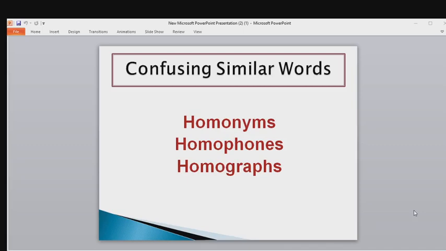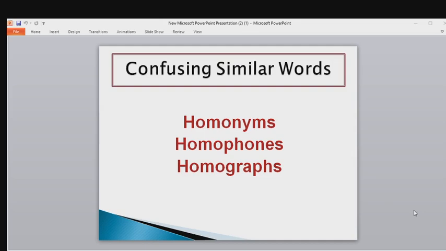Dear students, this lecture is about confusing similar words in English. We know that English is such a confusing language. There are so many confusing words. They seem similar. We pronounce them similarly, but they mean different things. And they tend to confuse us about how to use them, where to use them, and in what sense.